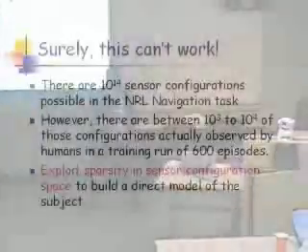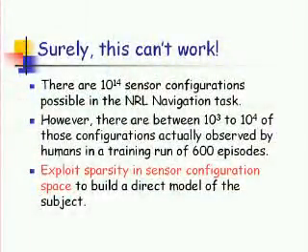But here's what saves us. When you actually construct them, there are only 10 to the 3 to 10 to the 4 of these configurations that occur during gameplay. And that's what we use. We basically exploit sparsity in sensor configuration to build a direct model. This was unknown to us.